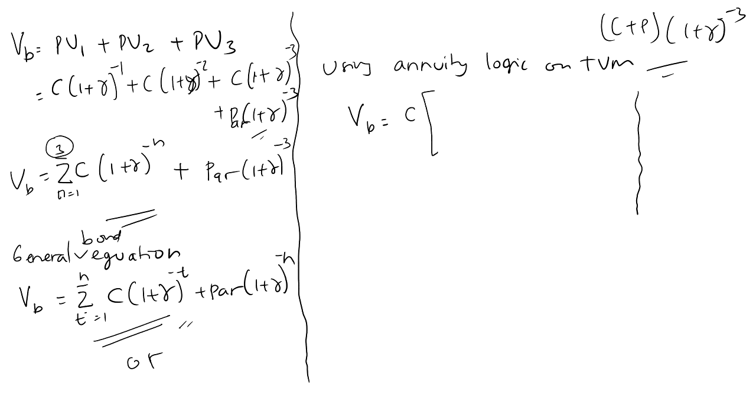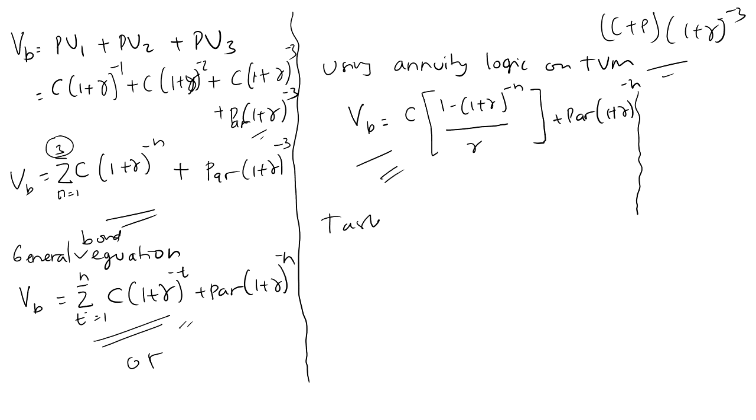times (1 minus (1 plus yield) to the power of minus n) over yield, plus par times (1 plus yield) to the power of minus n. Okay, now it's your turn to use the equation, the example that I had given to you, using this formula.